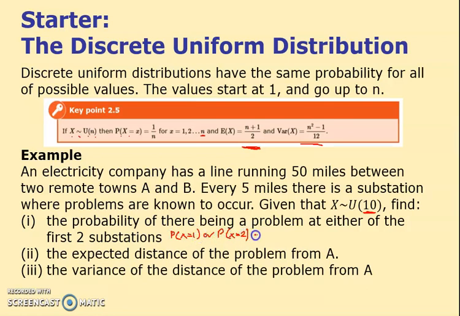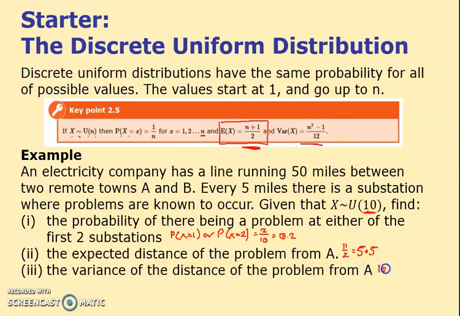It seems obvious that the answer is 2 out of 10, or 0.2, or a fifth, or whatever you want to write. The expected distance of the problem from A, again, expected, so I'm thinking I'm going to use this formula. N is 10, so that's 11 over 2, so I'm expecting my average distance for me to have to go and fix it is 5.5. Is this kilometres? I can't remember, or miles? It's miles.